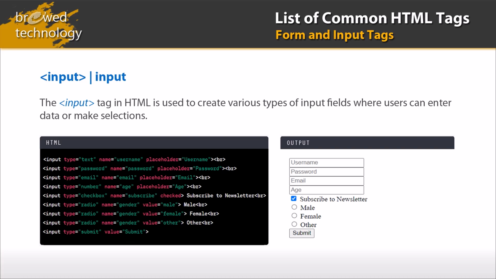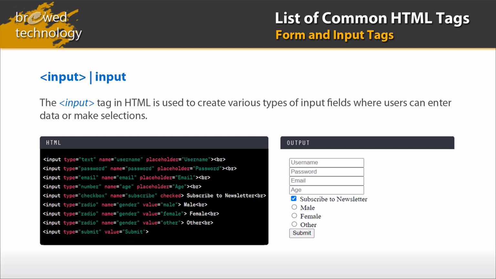The last in our example is the submit type. The submit type of the input tag in HTML is used to create a button that submits a form to the server for processing. When a user clicks on the submit button, it triggers the form submission process, sending the form data to the server.